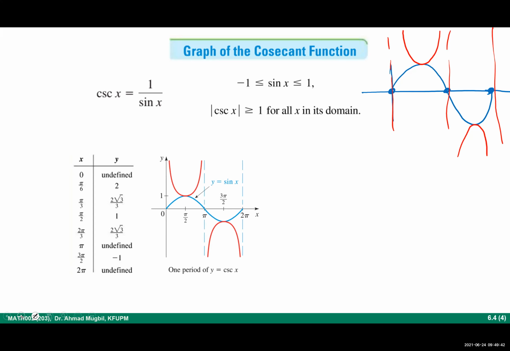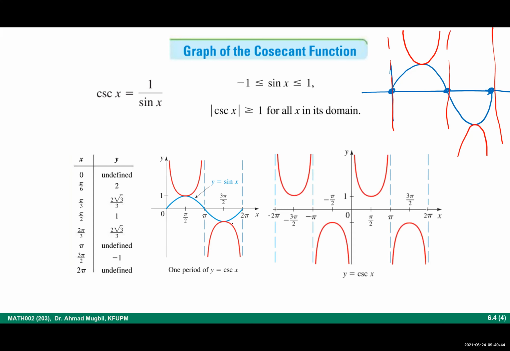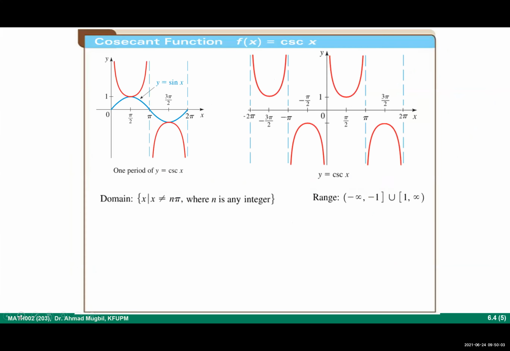Remove now the graph of sine. No need. It is just a guide, ya shabab. It is a helper. Notice the vertical asymptotes, where they are. They are at 0, pi, 2 pi, negative pi, negative 2 pi, and so on. Again, of course, there is no x-intercept. Of course, there is no maximum, no minimum, no amplitude, and so on.